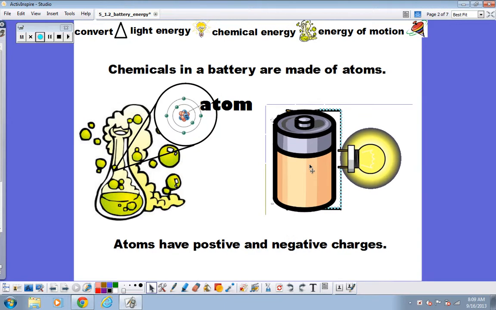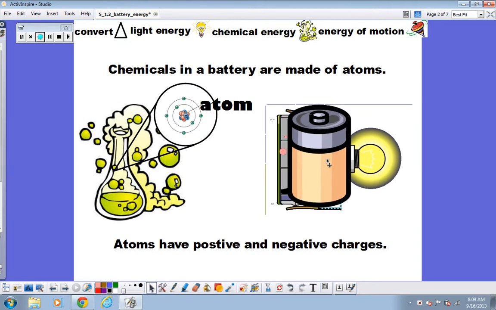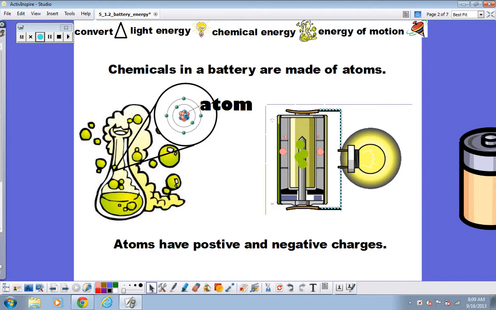And let's actually look inside of the battery. So here we go. If I take my battery shell away, we can see that inside of the battery there are a whole bunch of chemicals in here. And we know now that the chemicals have positive and negative charges. So let's see how that is making our light bulb light up.